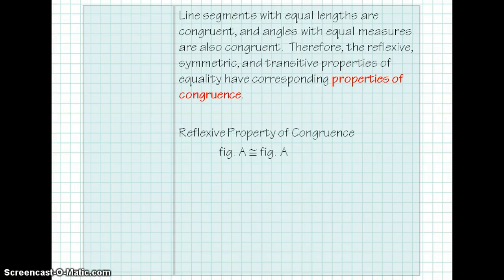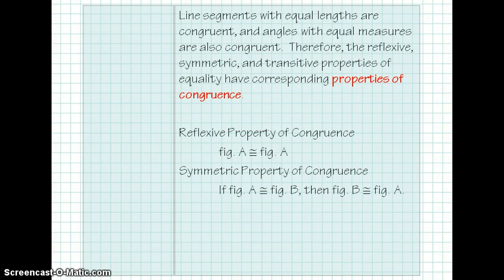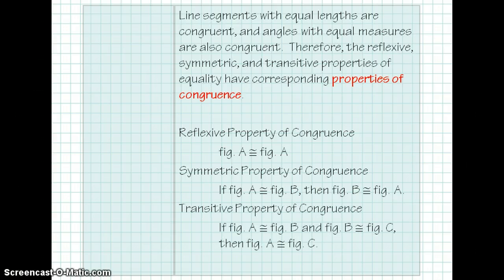And the reflexive property of congruence is actually much more useful than the reflexive property of equality, because that one is like, well, okay, so these two things are equal, this is equal to itself. What does that matter? Well, especially when we start getting into triangles, this property comes in very handy. Then we have our symmetric property of congruence, which says that if some shape is congruent to some other shape, then you can flip it around and it'll still be true. And then finally we have our transitive property of congruence, which says that if figure A is congruent to figure B, and figure B is congruent to figure C, then figure A is congruent to figure C.